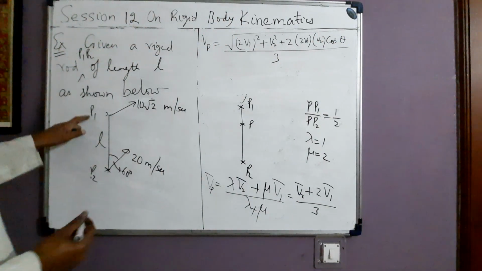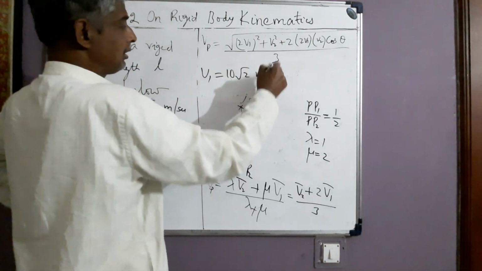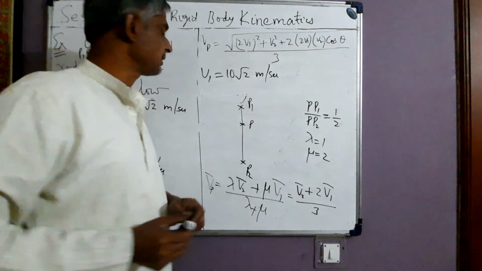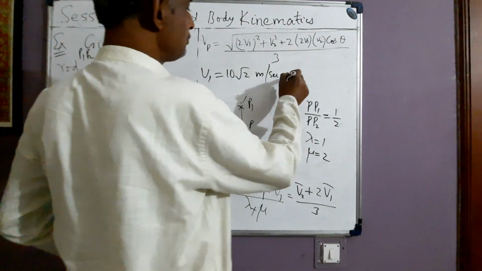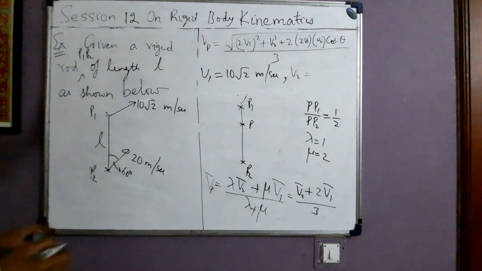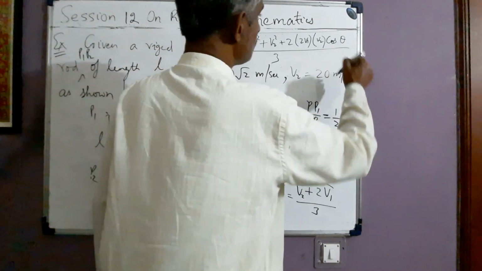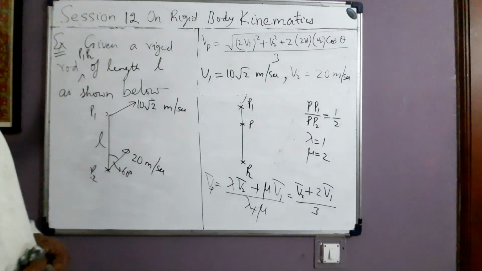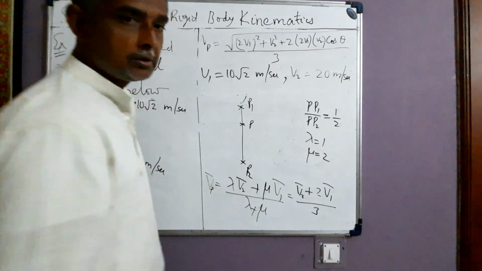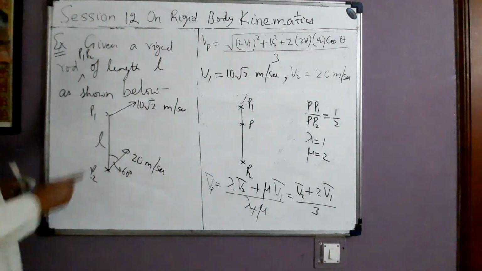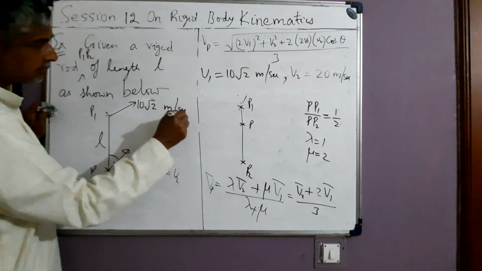Now V1 is known, the speed of P1, V1 is given to be 10 root 2 meter per second. And what about V2? V2 is the speed of point P2, that is 20 meter per second. This is also known. Now you must know theta. Theta is the angle between V2 and 2V1, that is, the angle between V2 and V1. For that we must know the angle between V2 and V1. This is V2. This is V1.